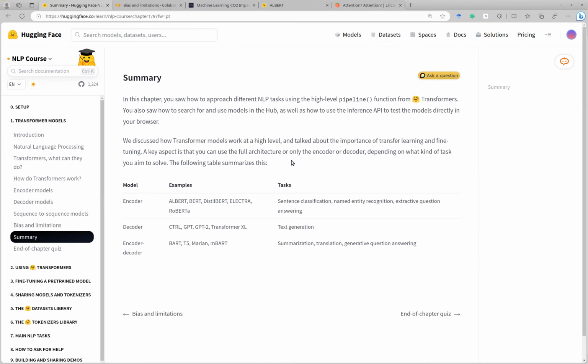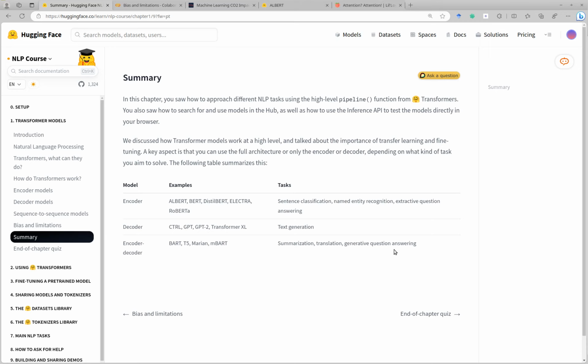Okay, so this is the summary of the chapter. In this whole chapter 1, we talked about the pipeline function and different kinds of architecture, which are encoder, decoder, and so on. The main tasks for the encoder were sentence classification, named entity recognition, and extractive question answering. We have used all those things. The function of the decoder architecture was text generation, and encoder-decoder models are used for summarization, translation, and generative question answering.